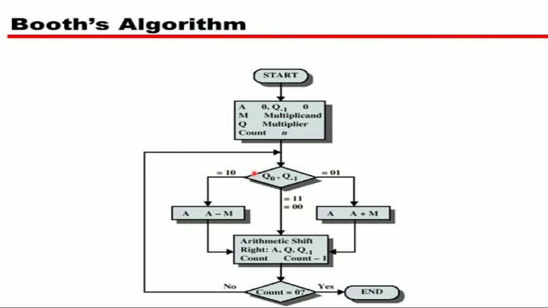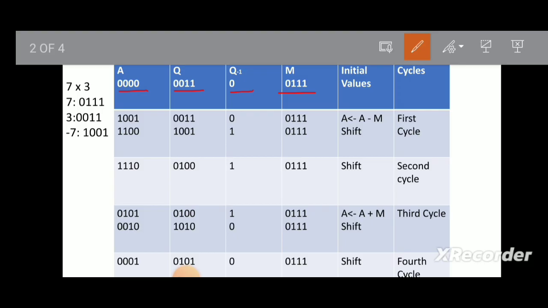Again, if Q0 and Q minus 1 is 0 1, we come here, we add the accumulator with the multiplicand, and we store it in the accumulator again. We perform the arithmetic right shift operation, that is again shifting it to the right by 1 bit. We decrement the count and we see if it is 0 or not. If it is 0, we end it again. If it is not, we go again to where Q0 and Q minus 1 are. See here, Q0 and Q minus 1 is 1 0.